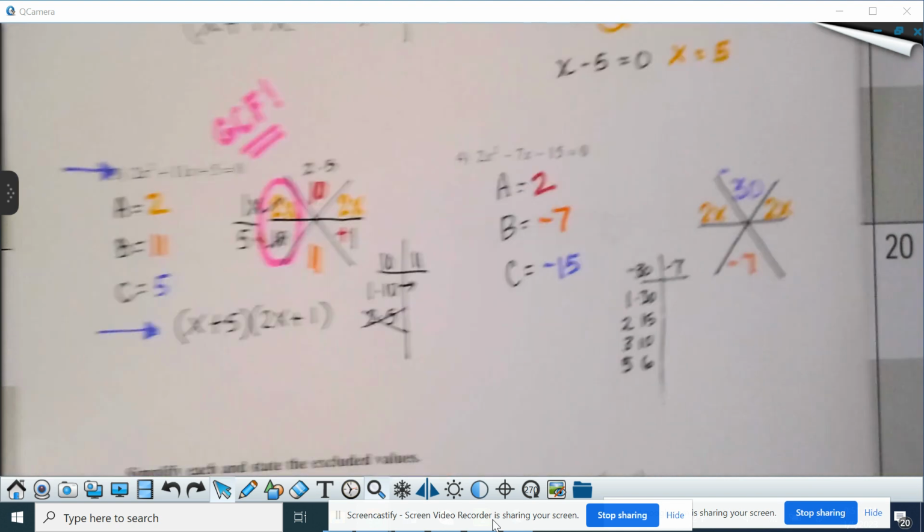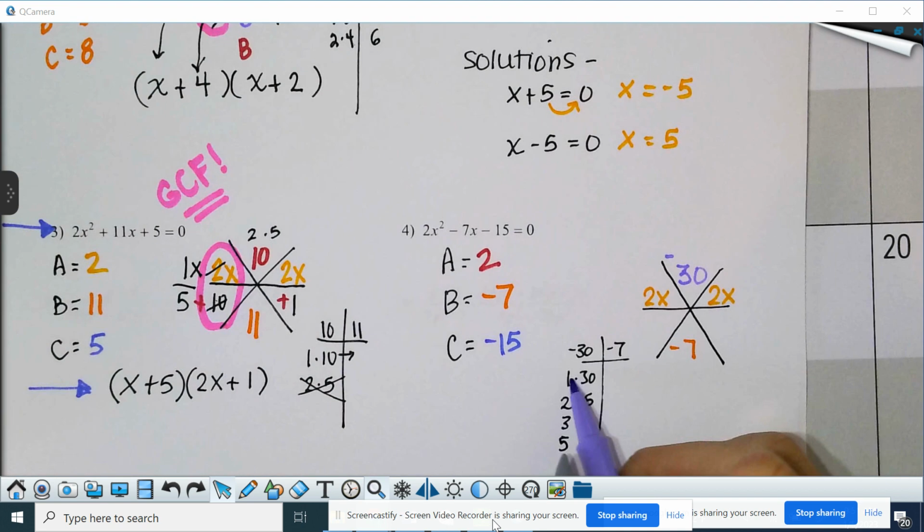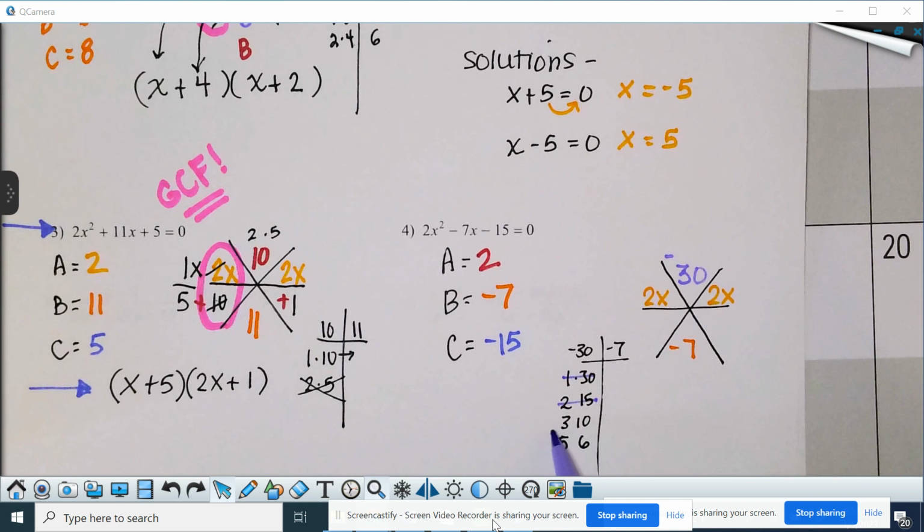All right, 1 and 30 are not going to give me 7. That's 31 and 29. 2 and 15 give me 17 or 13. 3 and 10 look pretty good because 10 minus 3 would give me 7. 5 and 6 are 11 or 1, so that's no good. So this is the one we're going to use. So we're going to drop a 10 and a 3 in our big star.